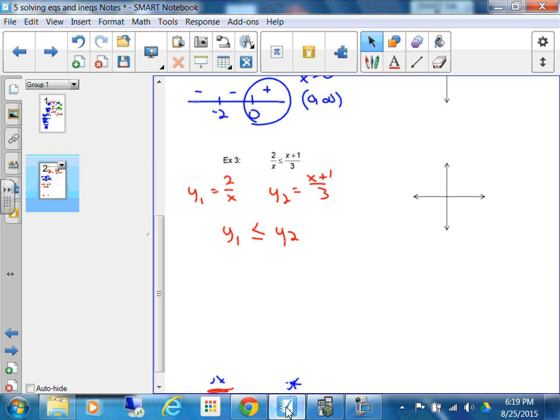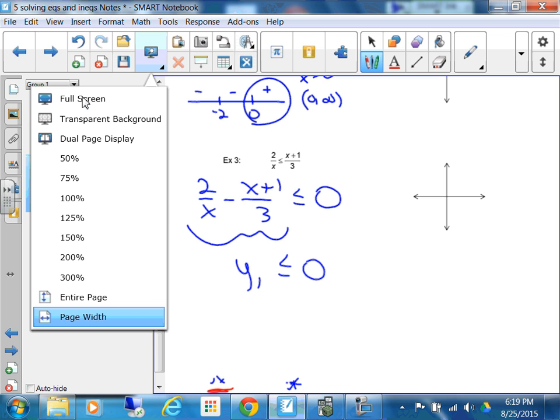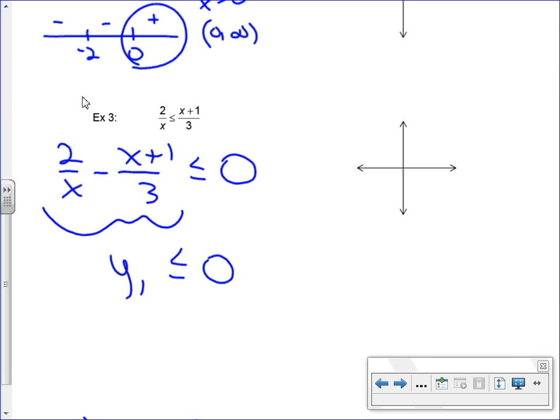Okay, so that's one way to do it. The second way to do it, which I think works better when the graphs are complicated, is just move everything to the left side and make sure you put equal 0 there, not equal 1 like I did on the other problem. And graph this as y1 and look for where it is below the axis. So take a minute and get this into your y1 and take a look at it. You can hit pause. When you've got it ready, just start it over again.